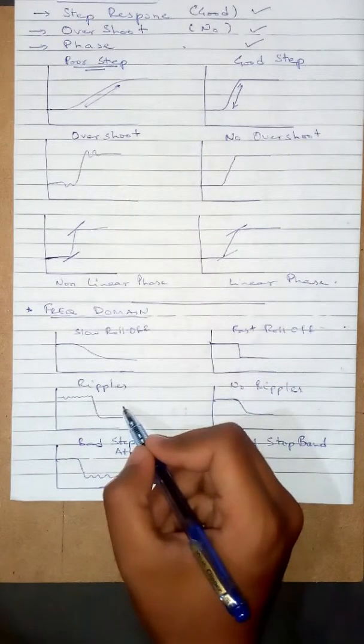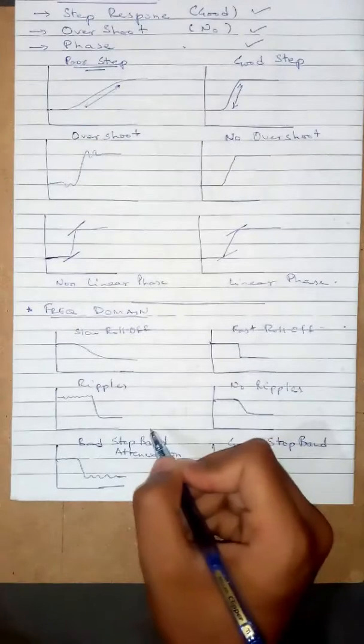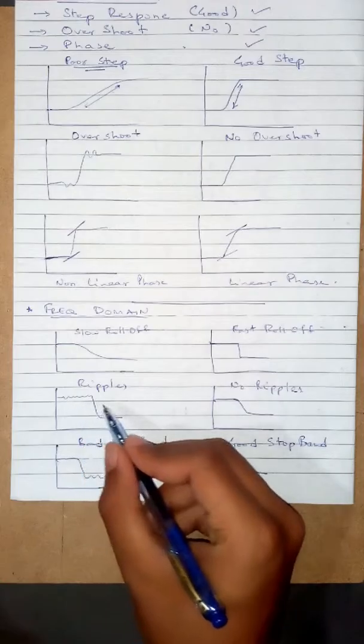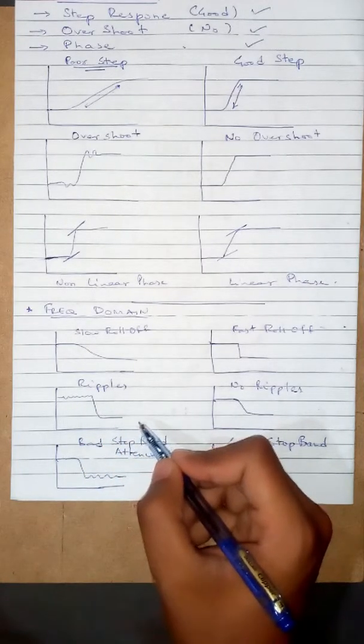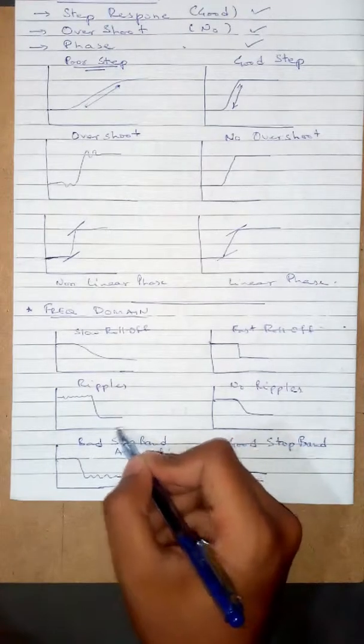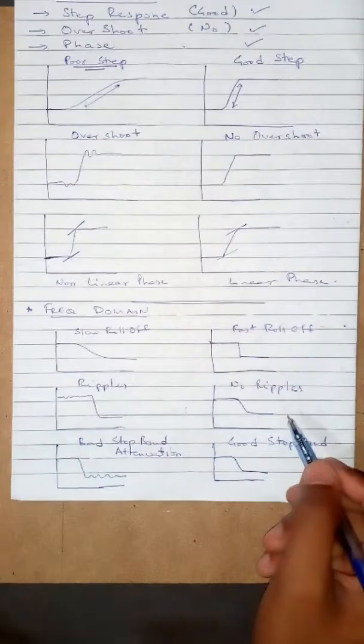The next parameter is ripples. We should not have any ripples in our frequency domain plot. That means if we have ripples, there will be attenuation, and different properties of the filter will be changed. So in order to get a good response, we should have no ripples in our response.